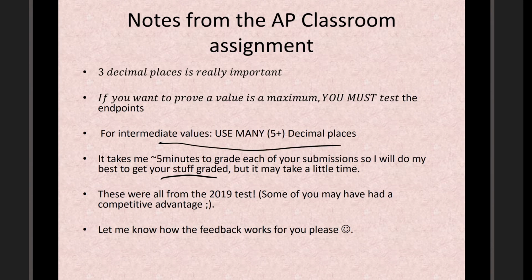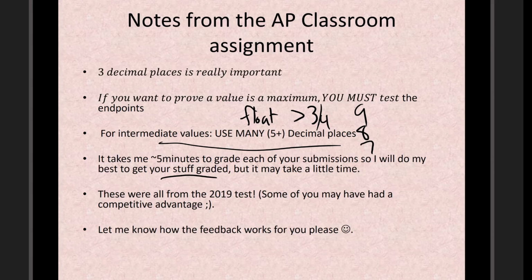Use intermediate values, and use a lot of decimal places for them. Change the float on your calculator to be greater than like 3 or 4. Make it like 9 or 8 or 7 or something, some bigger number. And being accurate to 3 decimal places is really important for online pieces. I barely managed a 5 on this homework.